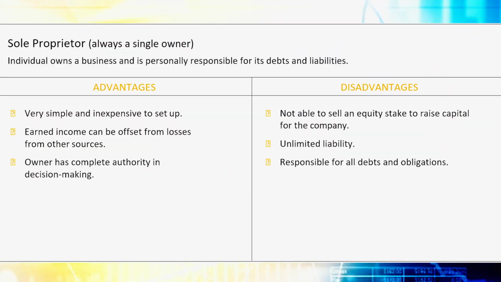Individual owns business and is personally responsible for its debts and liabilities. The advantages: very simple and inexpensive to set up. Earned income can be offset from losses from other sources. Owner has complete authority in decision making. The disadvantages: not able to sell an equity stake to raise capital for the company. Unlimited liability, responsible for all debts and obligations.